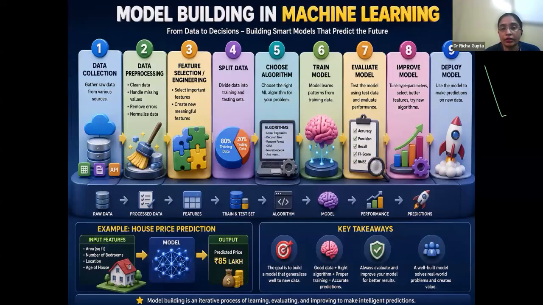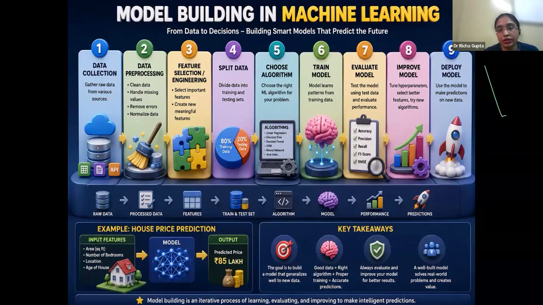Now, we have understood what is training, what is testing, what are features, what is a label, and what is an algorithm. So we got to know all the pieces which come together to make the entire algorithm work. Next comes model building.